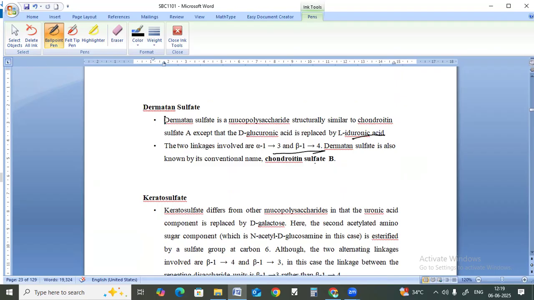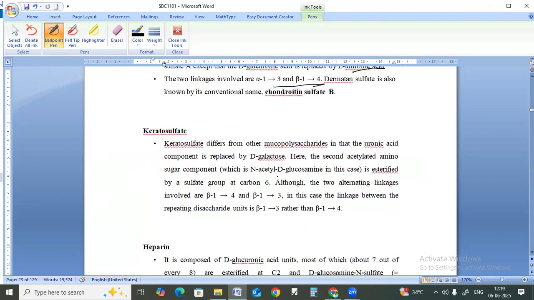Okay. And next coming to the keratan sulfate, and also you have to remember chondroitin sulfate B is similar. It is called as a dermatan sulfate. Next, in keratan sulfate the uronic acid component is replaced by D-galactose. And here the linkages are beta 1,3 and beta 1,4.